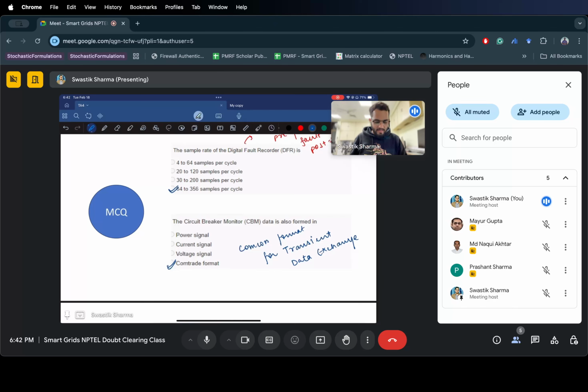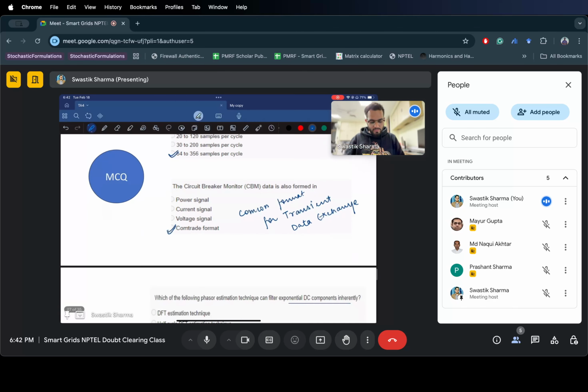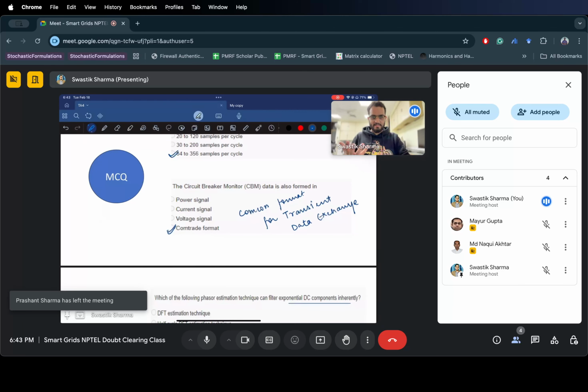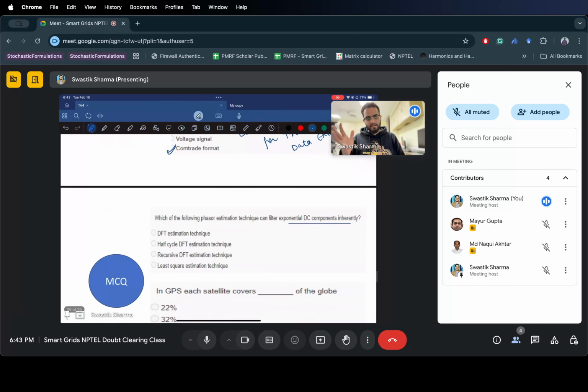Exactly. You have many vendors, and you want a standardized format of this data so that it can be read by any relay of any vendor. For that standardization you use a common format, the Comtrade format, also called Common Format for Transient Data Exchange, and it is specified in IEEE standards too. Any electrical system standards generally take IEEE standards.